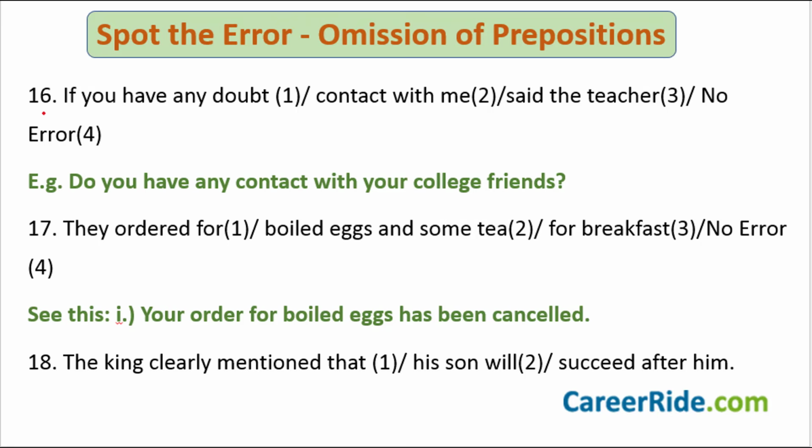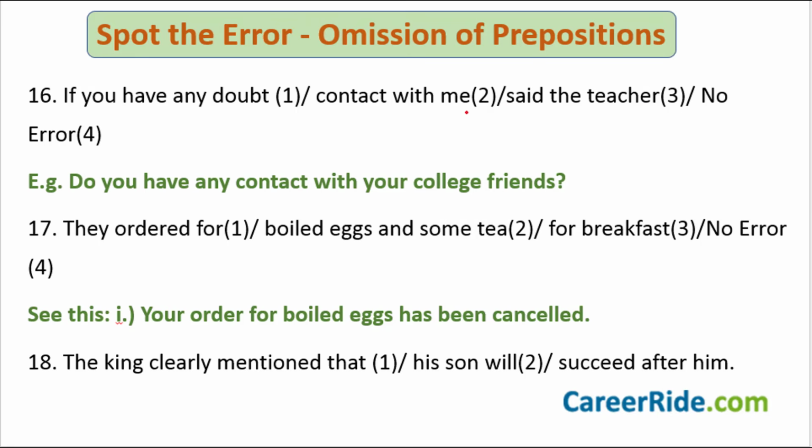Okay, so let's read sentence number 16 now. If you have any doubt, contact with me, said the teacher. So what's happening in this sentence? In this sentence, probably there's a teacher in the class, and she's telling her students that if you have got any doubts, if you have not understood anything, you can come to me and ask your doubts. Okay. So if you have any doubt, contact with me, said the teacher, is what the sentence is.